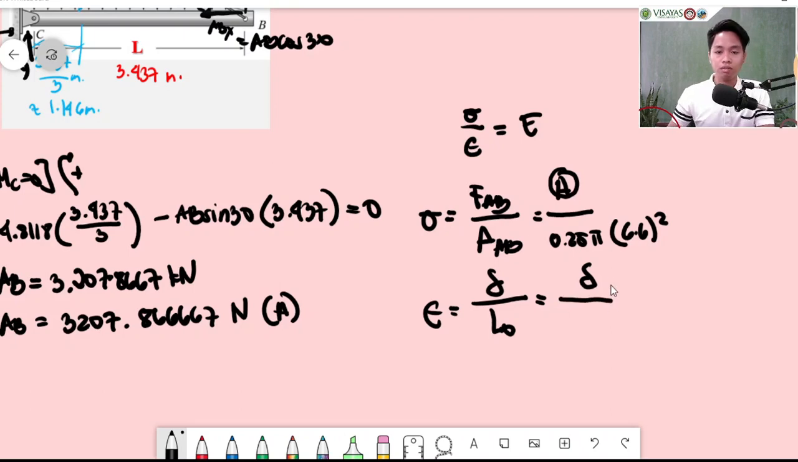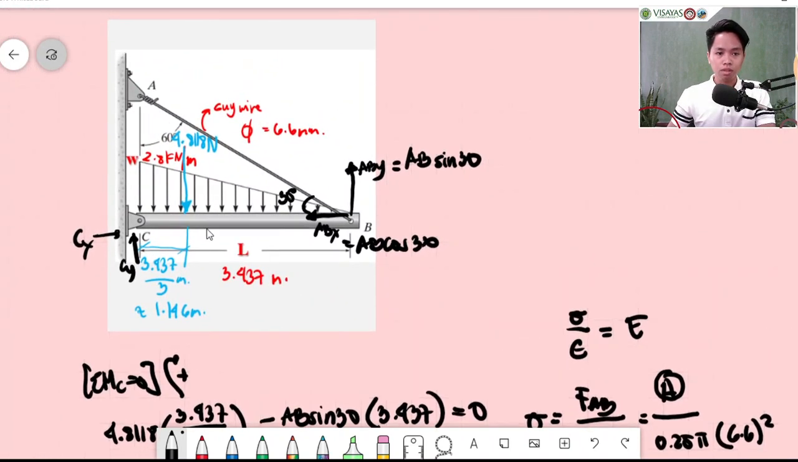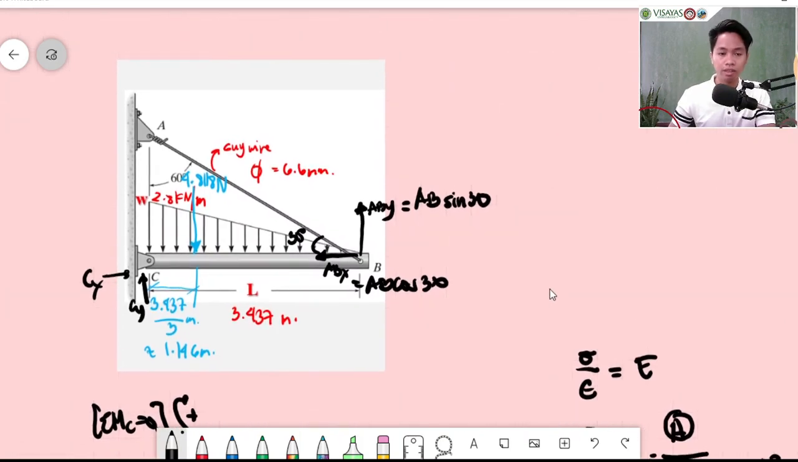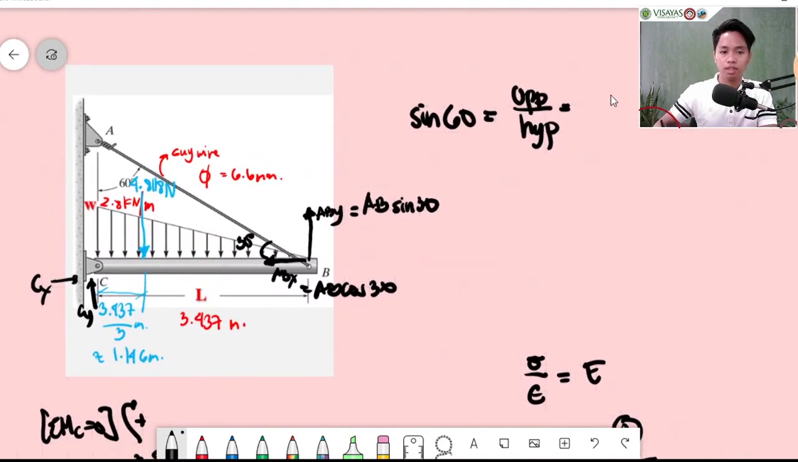Your original length can be solved using what? You can solve that using the Pythagorean theorem, or using trigonometry. So, for your original length, we have 60 here. 3L is unknown, so that is the opposite. So we can use sine theta, or sine 60, is equal to your opposite over your hypotenuse. Now, in this case, our opposite would be 3.437, right?